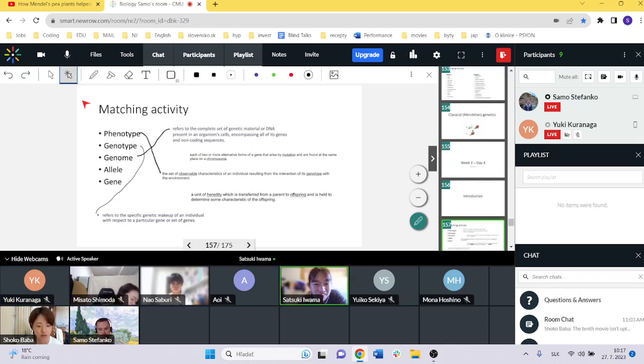What about allele? I think allele is each of two or more alternative forms of a gene that arise by mutation and are found at the same place on a chromosome. Very well, Satsuki. Great. Can you link it, please?